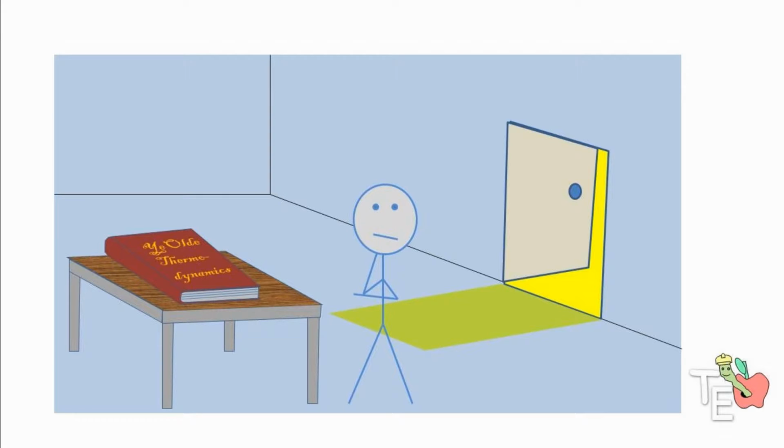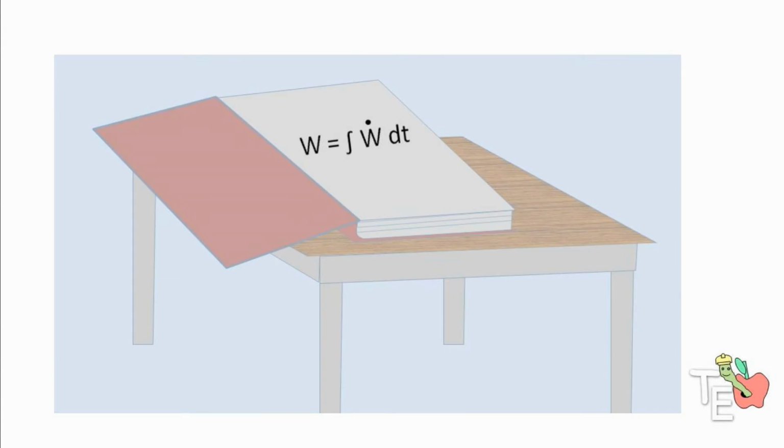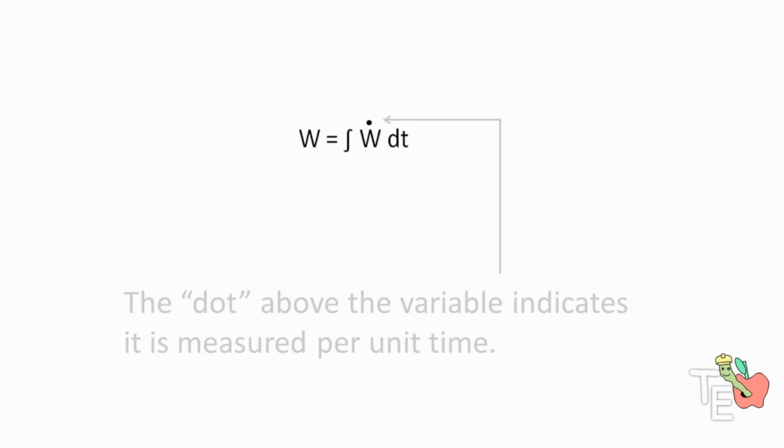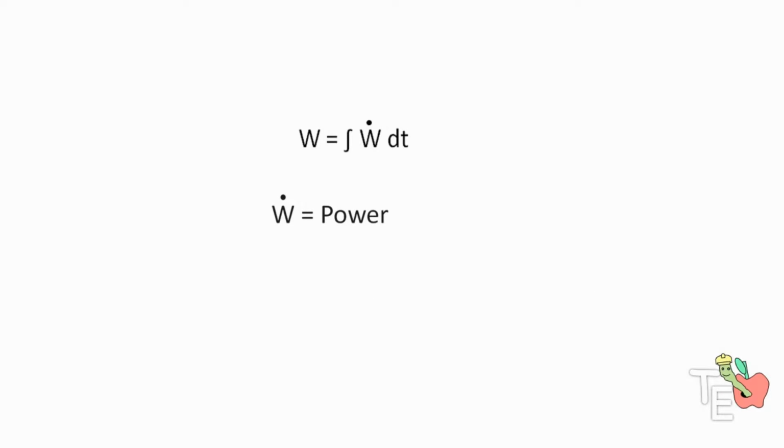Right. Well, anyway, in your textbook, you may have noticed a dot above certain variables. The dot tells us the variable is measured per unit time. A W with a dot above it has a special name, power. Power is the rate of work. It indicates how much work is being done or transferred per unit time.